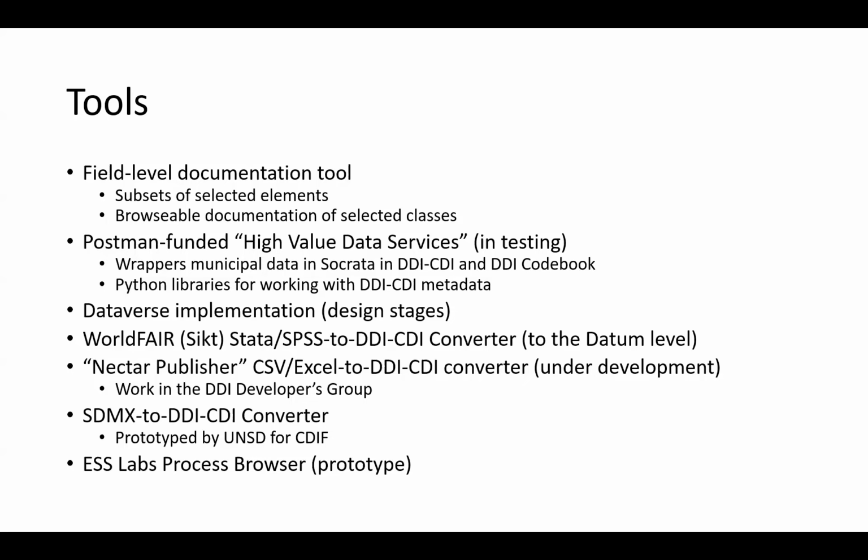Postman, where Pascal Heus works, has been funding a lot of open source. And one of the things they've done is a thing that's called high value data services, where they're wrapping municipal data available in a proprietary format called Socrata. It's for a bunch of areas in the US. And then that data becomes expressed in DDI-CDI and DDI Codebook as choices, so that you can get the data from Socrata, but document it in a standard way, which is kind of nice.